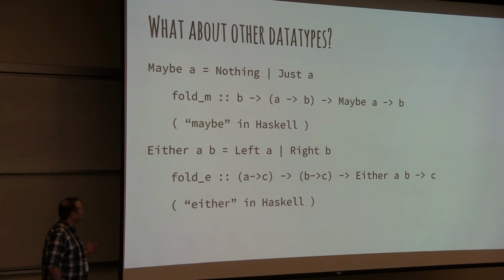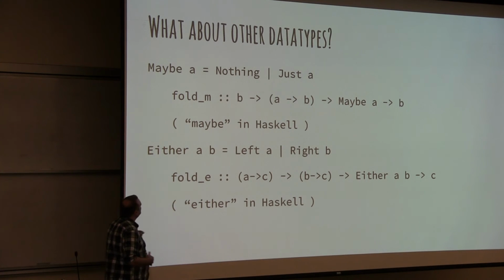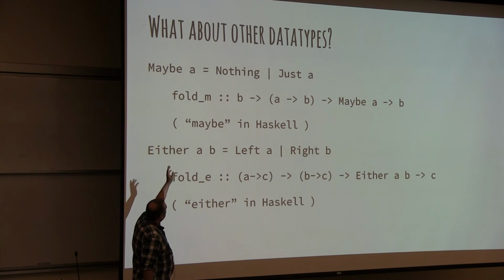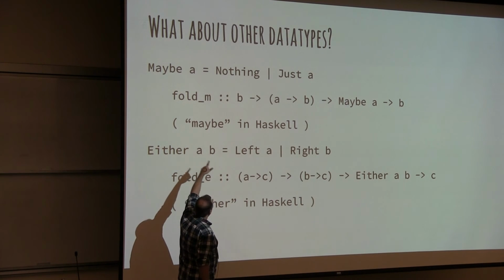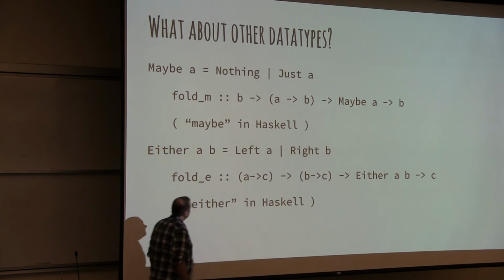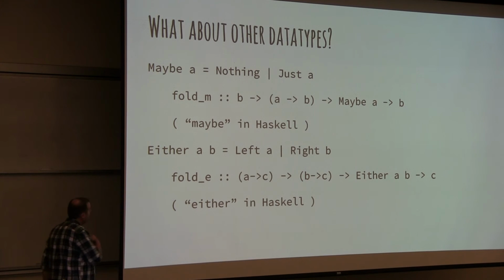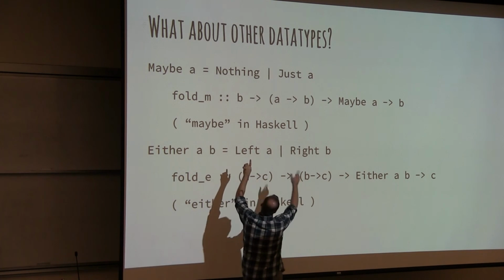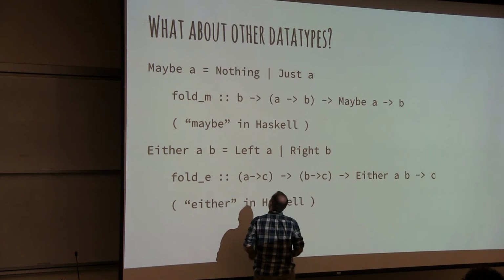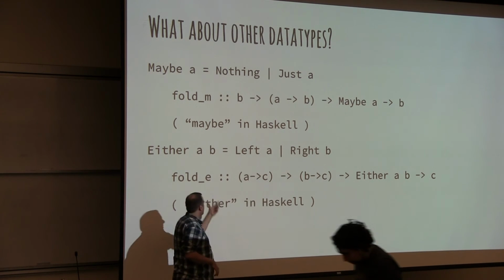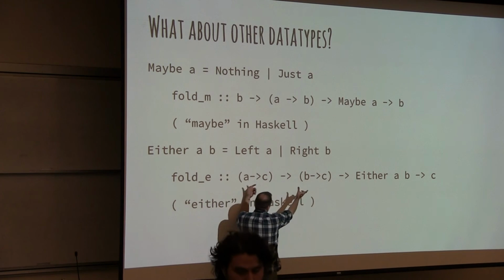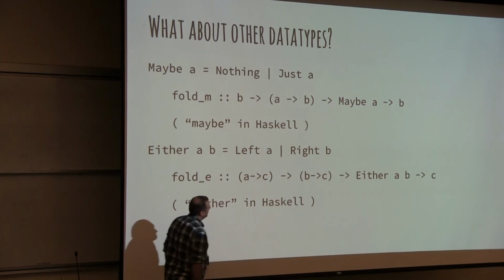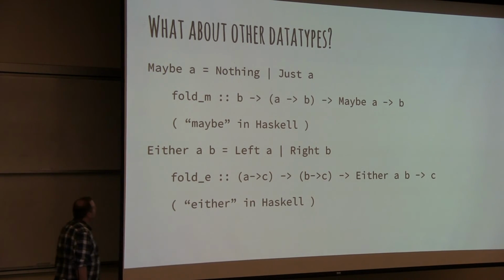So I looked into Haskell, and those functions are there. They're just not called fold. In the first case, it's called maybe, and in the second case it's called either. But if you see the signature, again, it matches the constructors: it takes one function, another function, takes an Either, and another. So it was kind of, okay, we are on the right track.